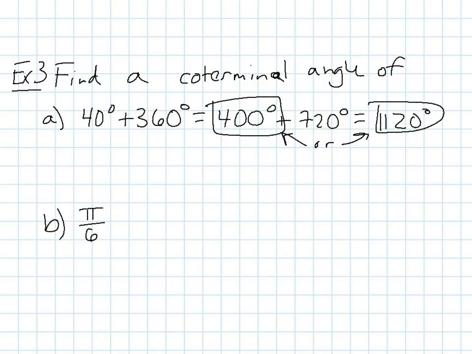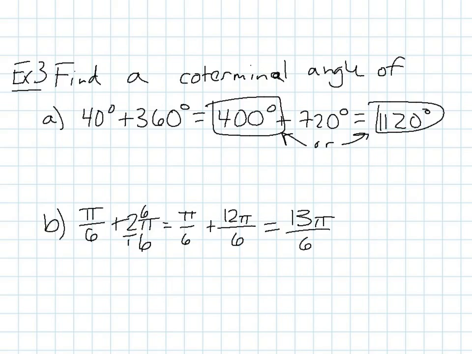If I'm doing it for radians, just like adding 360, once around the circle is 2 pi in radian measurement, so I would add 2 pi. Here you have to do a little bit more work with common denominators to add these, since they are mostly in fraction form. So this would be pi over 6 plus, if I multiply top and bottom by 6, that gives me 12 pi over 6. So then a coterminal angle would be 13 pi over 6.